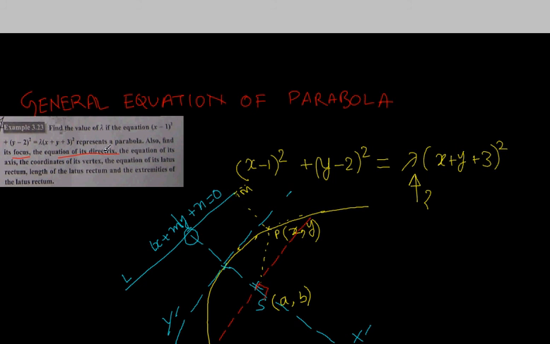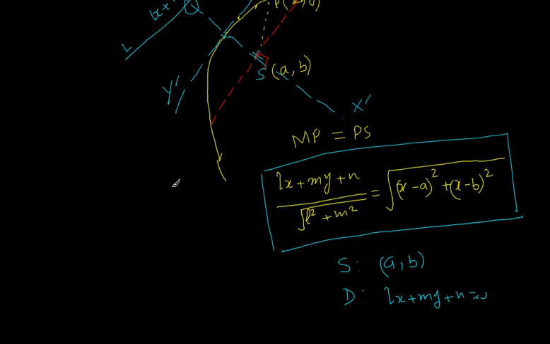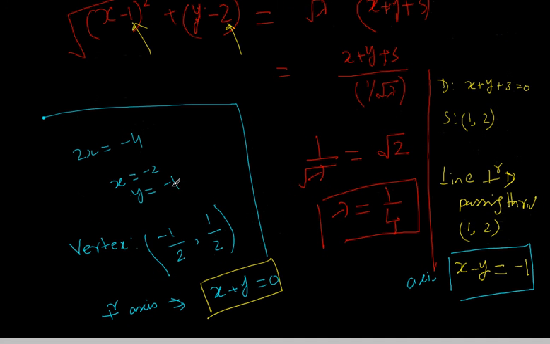So we got the equation of the directrix, the equation of the axis, the coordinates of the vertex, and the length of the latus rectum, and the equation of the latus rectum. The equation of the latus rectum is parallel to x plus y plus 3 and is passing through (1, 2). So the equation of the latus rectum will be x plus y is equal to 3. Okay, x plus y is equal to c and is passing through (1, 2), just put 1 and 2, c will be equal to 3, and then x plus y is equal to 3.